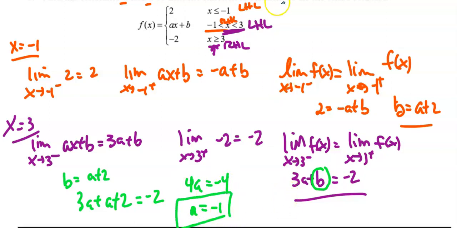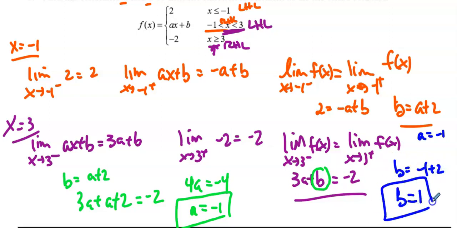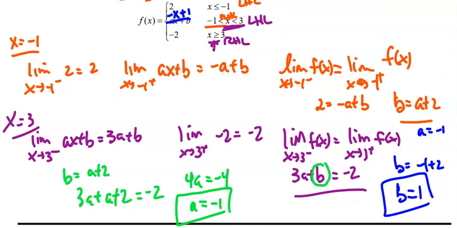And then we're going to substitute back in, since I now know that a is negative 1, then I can say b equals negative 1 plus 2, so b is equal to positive 1. So a would be replaced with a negative, and b would be a 1. So I would have this rewritten as negative x plus 1, and then we would have it continuous on all values of x. Okay? So that's what you would have to write out for that.